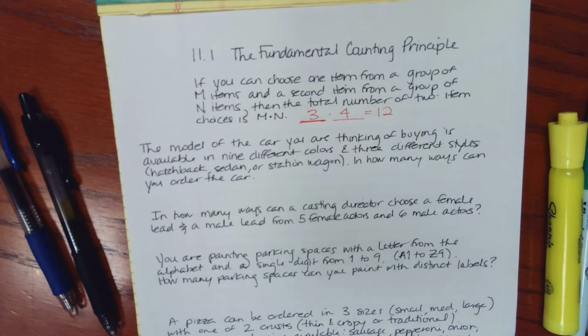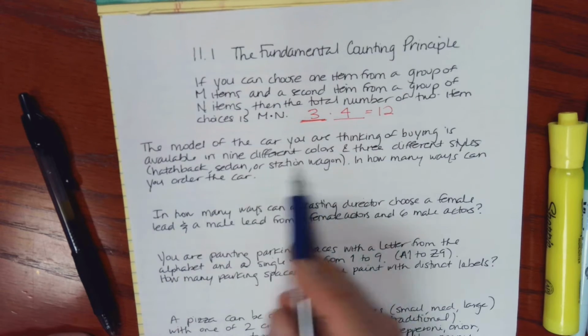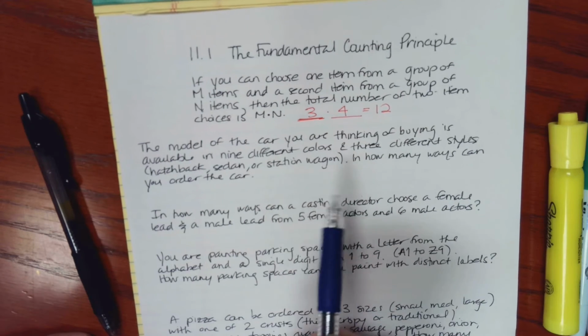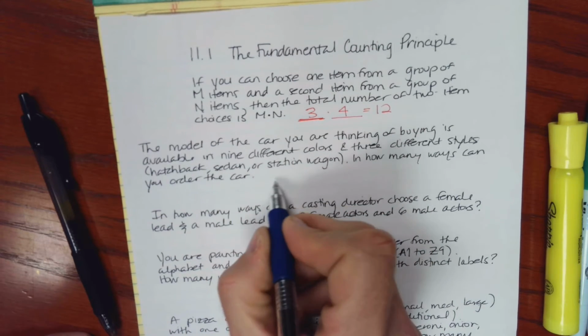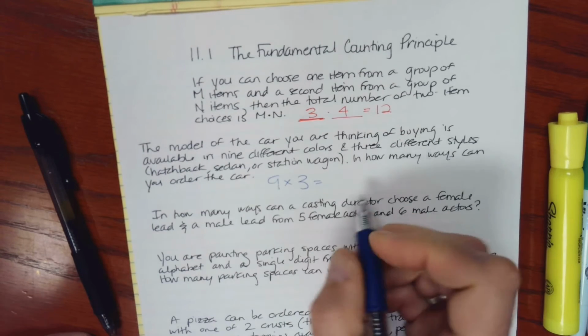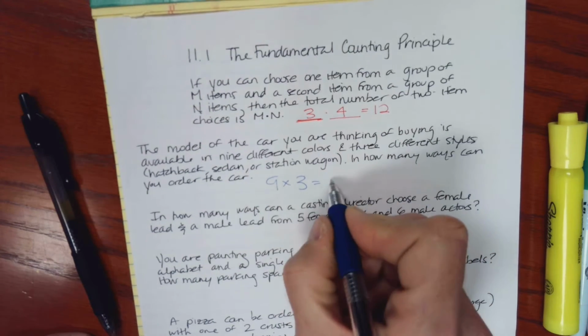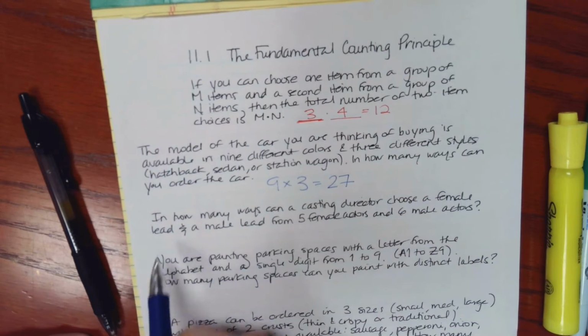So the model of a car that you're thinking of buying is available in 9 different colors and 3 different styles. In how many ways can you order the car? So we have 9 different colors, 3 different styles. So there are 27 ways that this can be ordered.